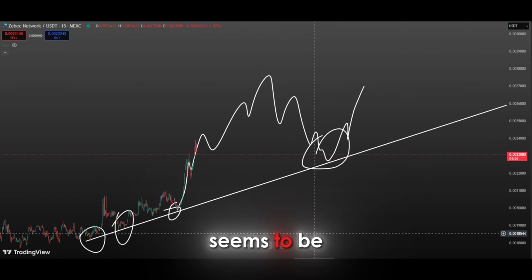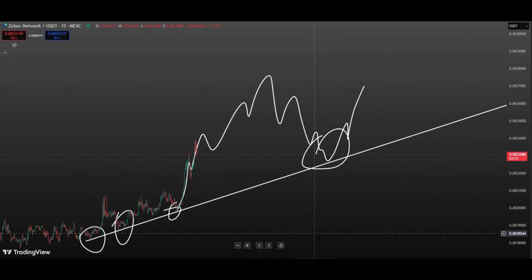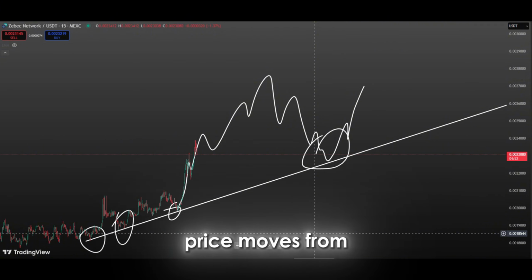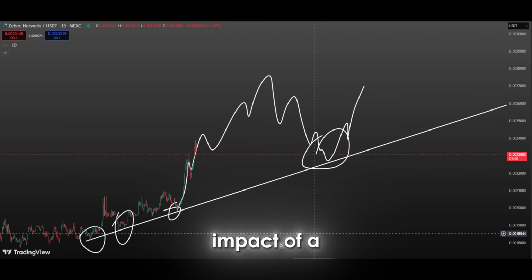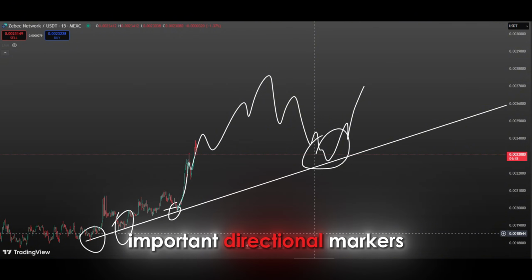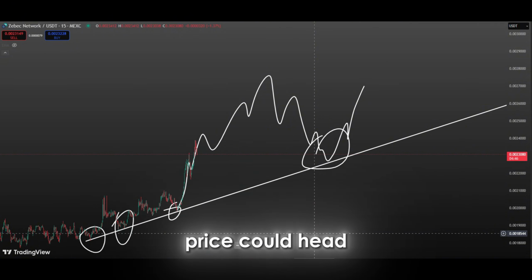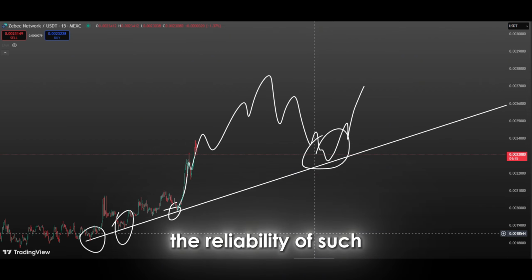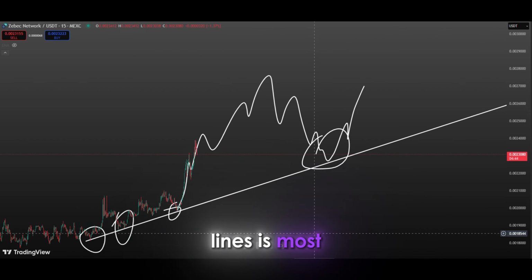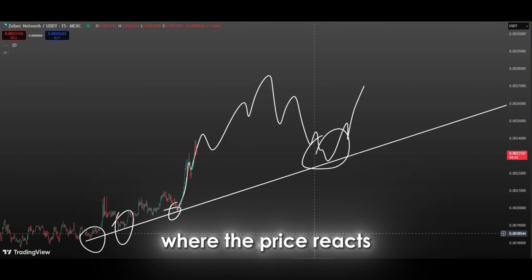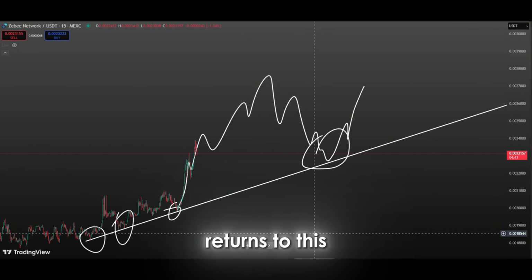Although the price currently seems to be a bit far from the trend line, this does not diminish the validity of the trend. On the contrary, the further the price moves from the trend line, the stronger the impact of a potential future touch may be. This is because such trend lines serve as important directional markers for where the price could head. In technical analysis, the reliability of such support and resistance lines is most clearly understood in the areas where the price reacts. If the price returns to this trend line in the future and finds support there, it not only confirms the reliability of the technical analysis, but also generates a new buy signal.